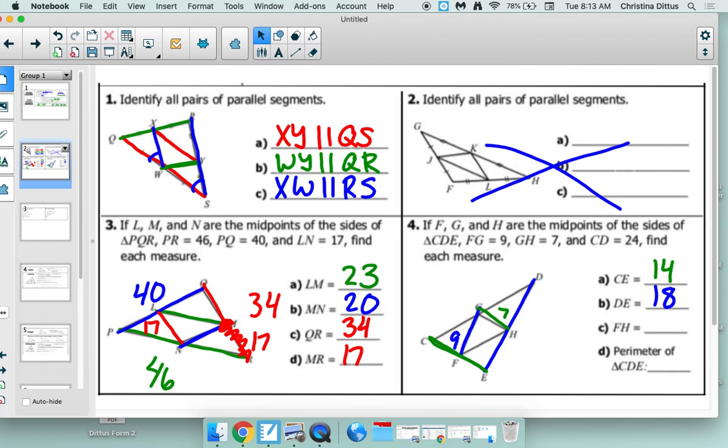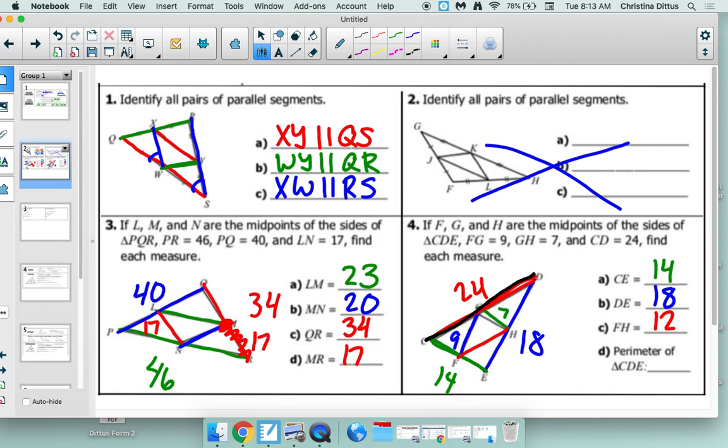Okay, then it tells me CD, now that's an entire side, CD, is 24. So what's parallel to that? FH. So how big is FH? 12. Good. And then it says we need to find the perimeter of CDE. CE we said was 14. DE we said was 18. So the perimeter is just all the way around. So 24, 14, and 18 gives me a total of 56.